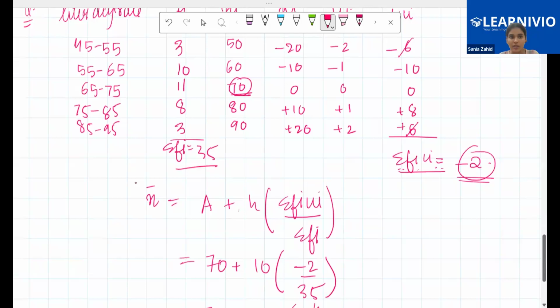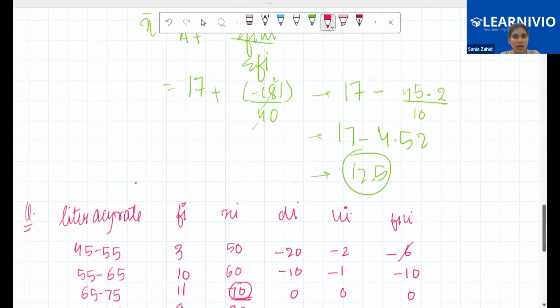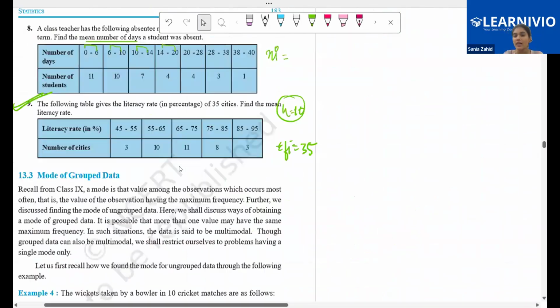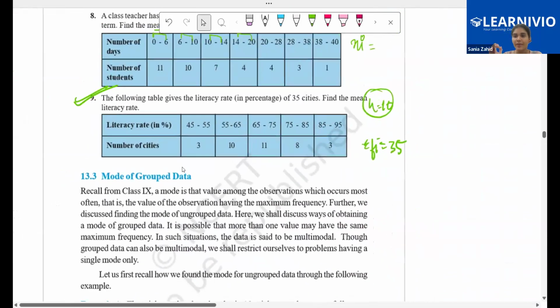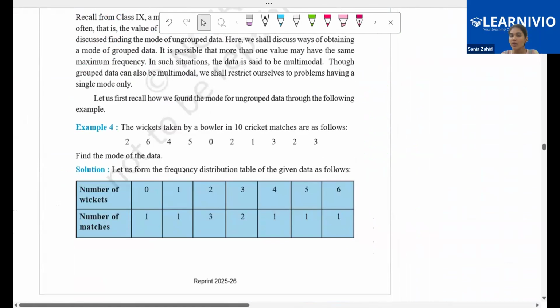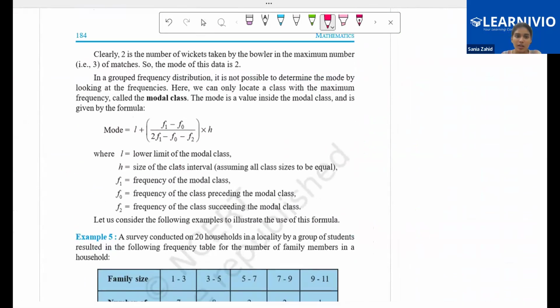Yes, ma'am. Okay, good. So now we shall move to the next exercise. The next exercise is about finding the mode of the group data. Now see, mean was much more complex than finding mode. Mode is a very easy step. We just have to learn one formula. What is that formula? See, this is the formula. You just have to learn this formula and all the questions you can do very easily.